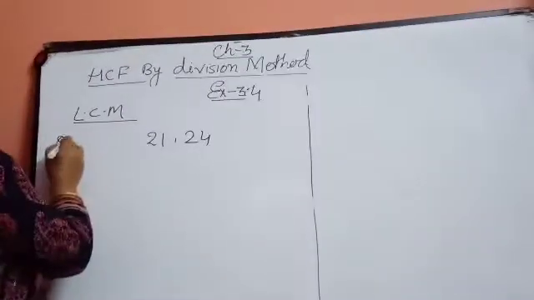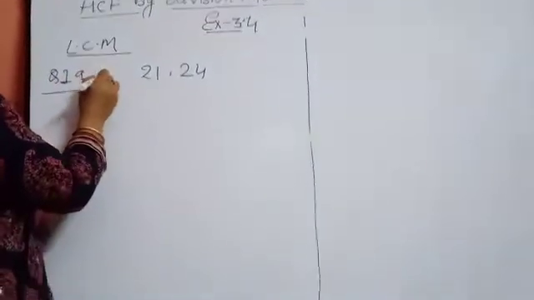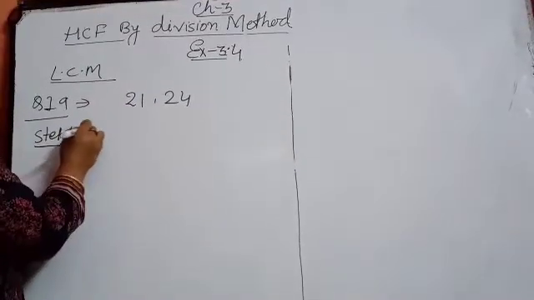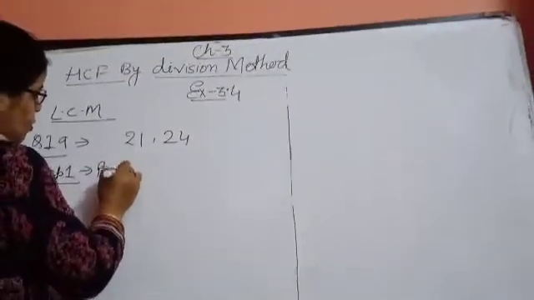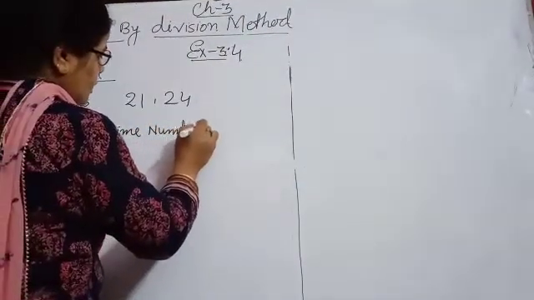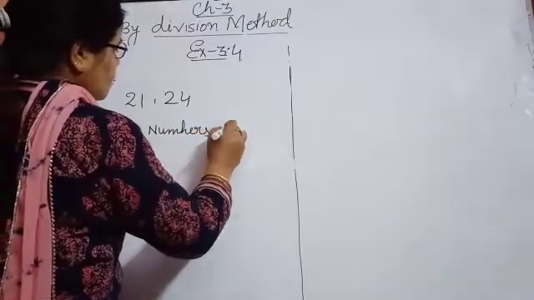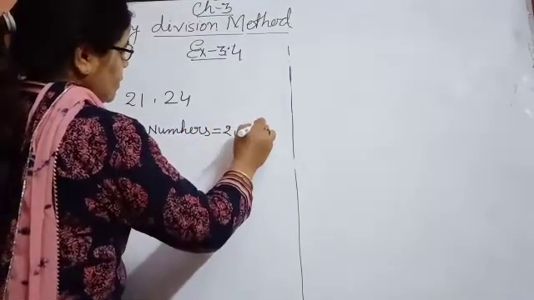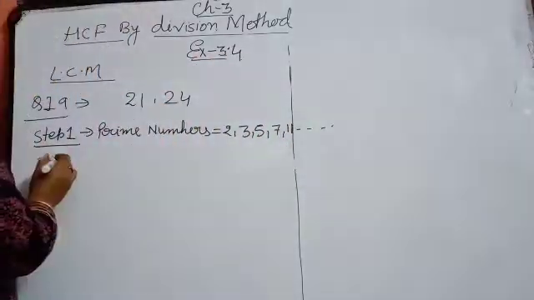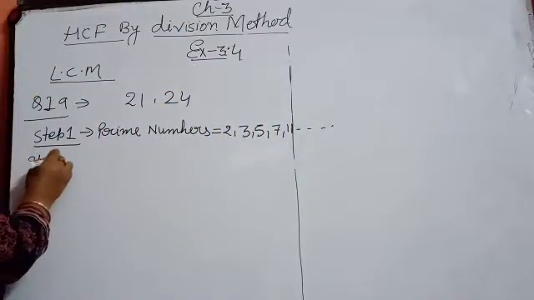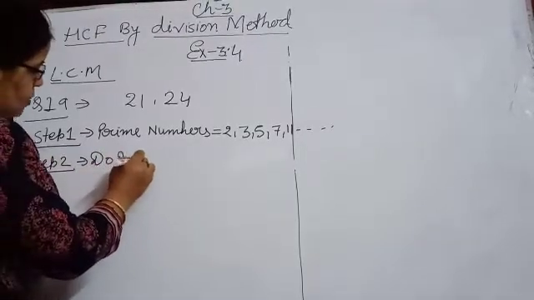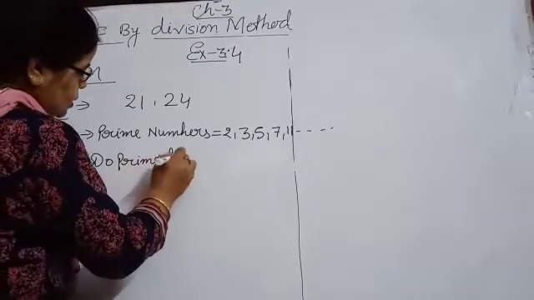Okay, question number 1, A part. Find LCM of 21 and 24. Step 1 will be, everybody knows, write prime numbers, because other than prime numbers we will not take them for the division. 2, 3, 5, 7, 11 and so on. Then step 2, do prime factorization.